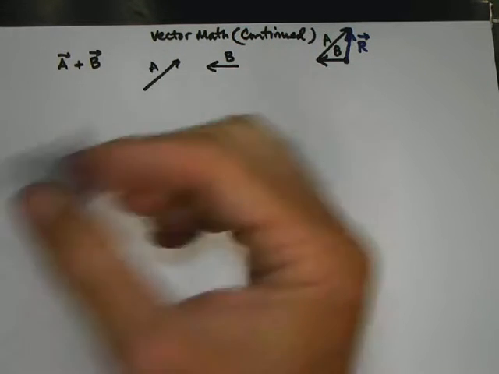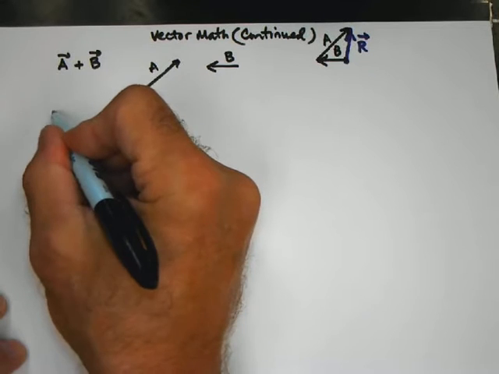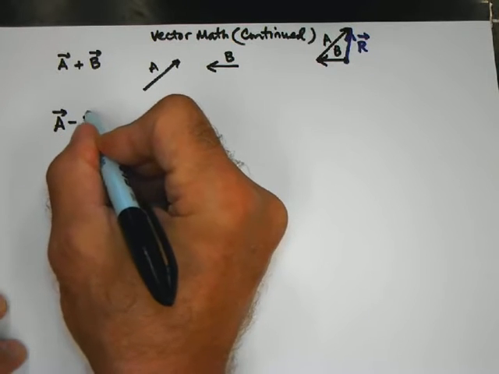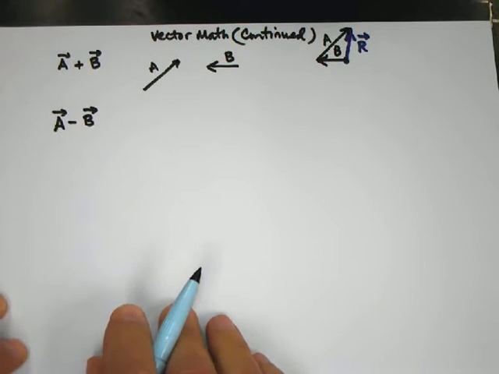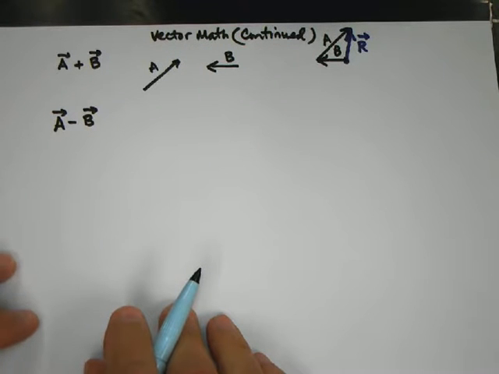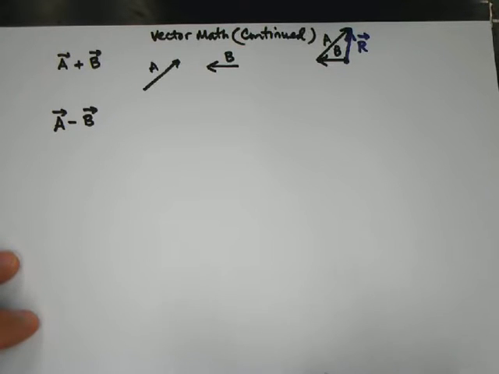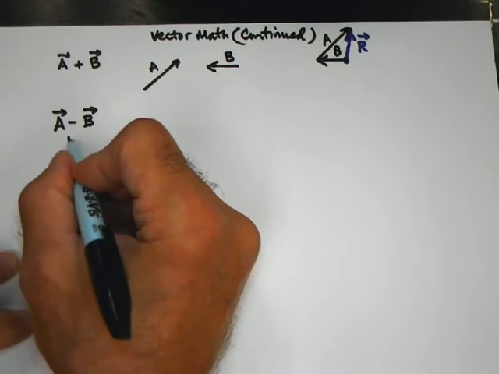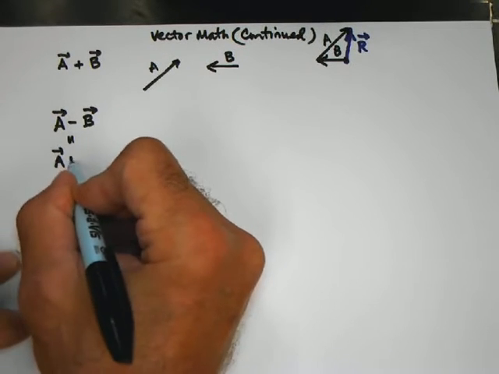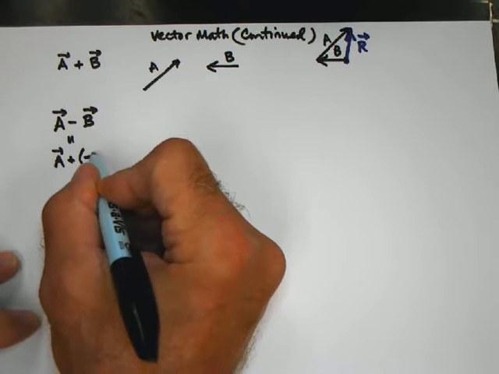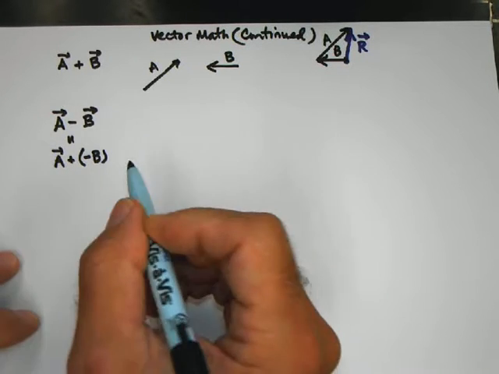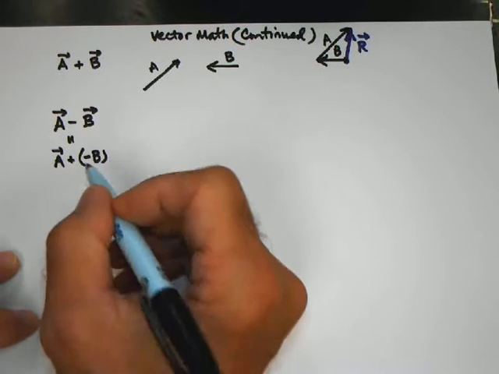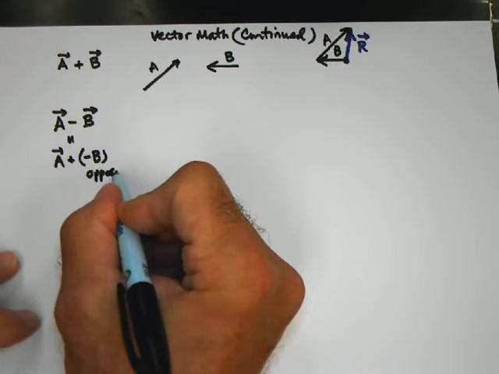But what if we have vector A minus B? Well, really, the vector math uses the same ideas that are used in algebra. You can have a positive or a negative variable, right? Okay, so this is the same thing as saying vector A plus a negative B. And a negative B is just the opposite direction.